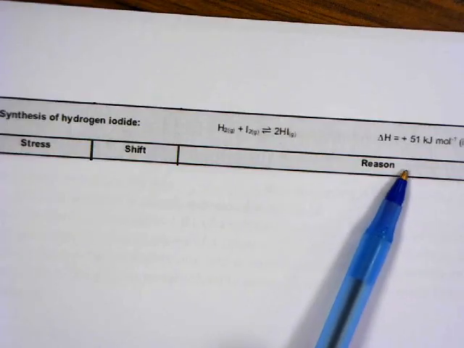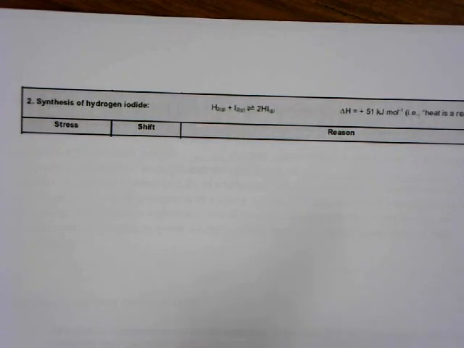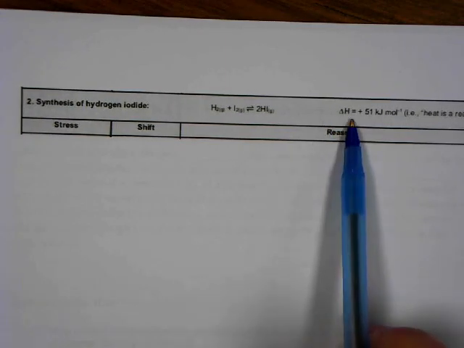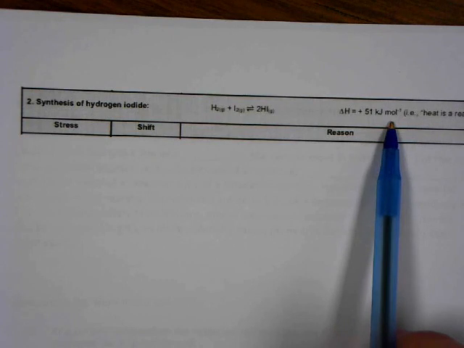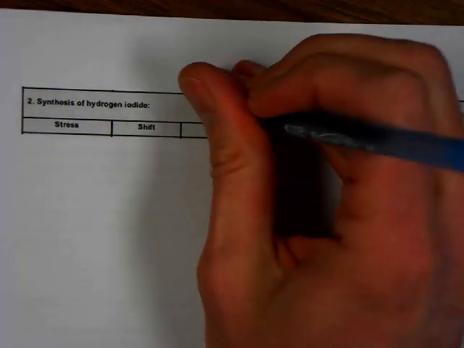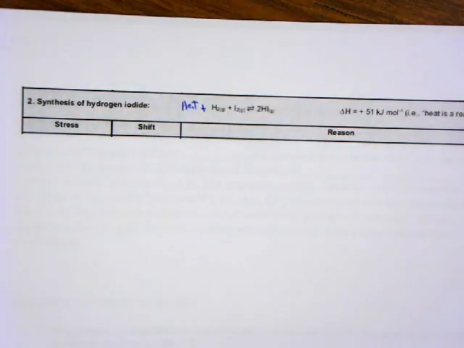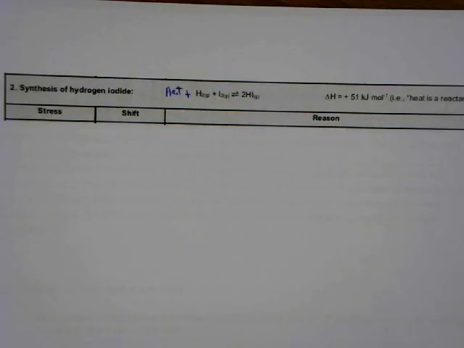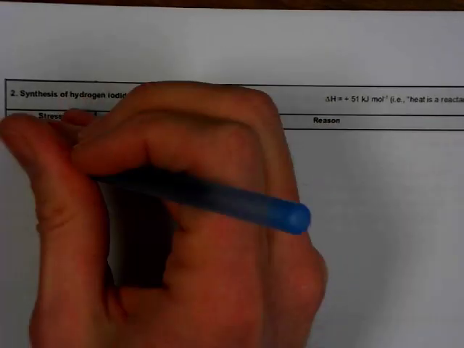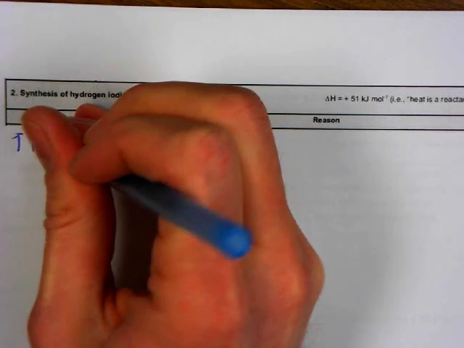So here we go. We have an equation here: synthesis of hydrogen iodide. And we have delta H, which is plus 51 joules. So where am I going to write heat? On the left. So heat is going to be on the left. And let's talk about a couple shifts. So if I increase the pressure, which way will it shift?